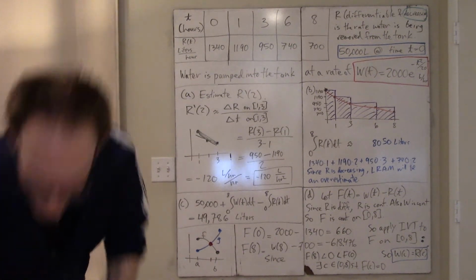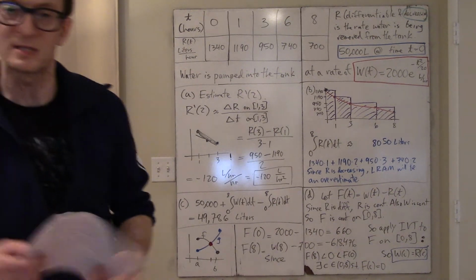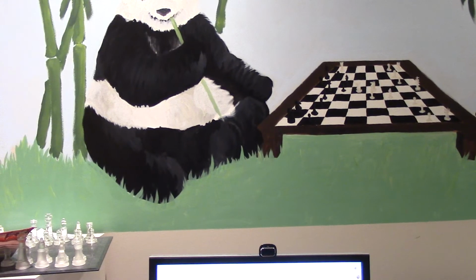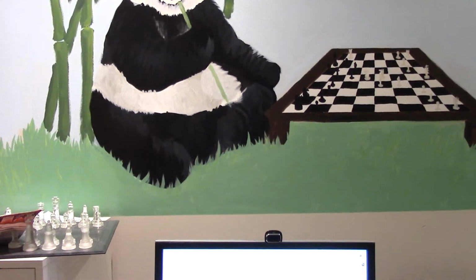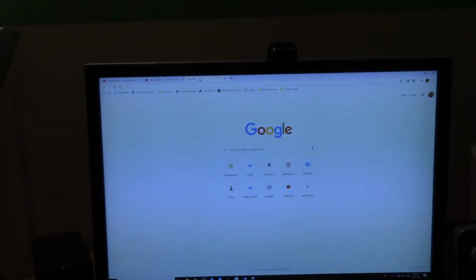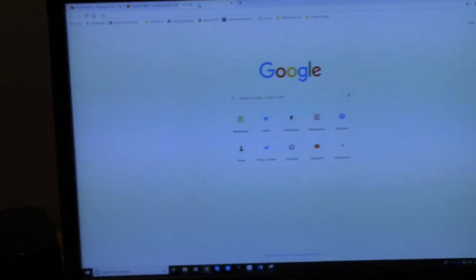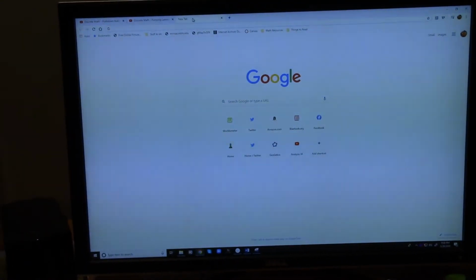Let me show you how to do all these things on GeoGebra and also how I came up with these numbers in the first place. So, super high-tech move coming where we do this and this and this.